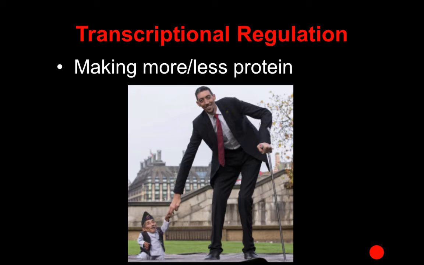The small guy is not making pretty much any human growth hormone. So he's making way less protein than you're supposed to, whereas the really tall guy is making way more protein than you're really supposed to. And both of them have problems as a result of this.